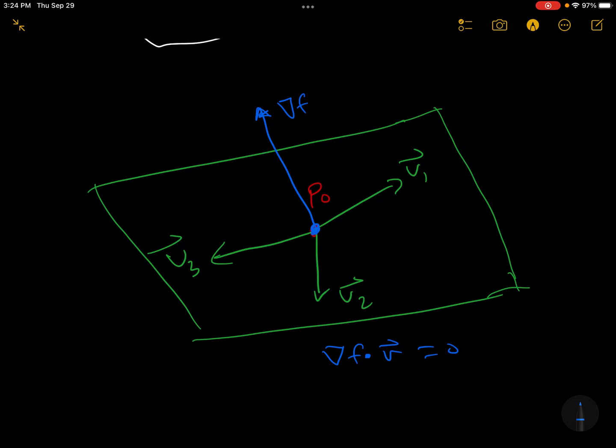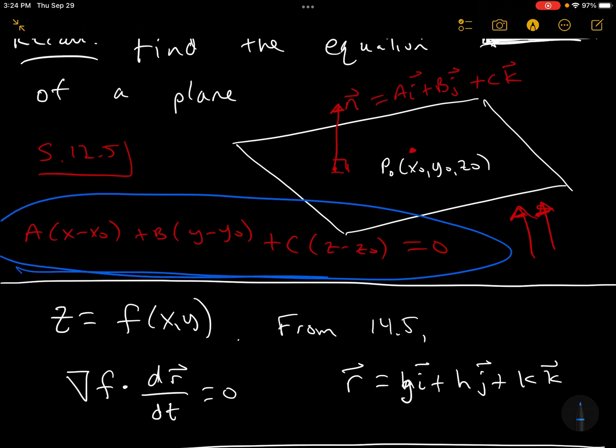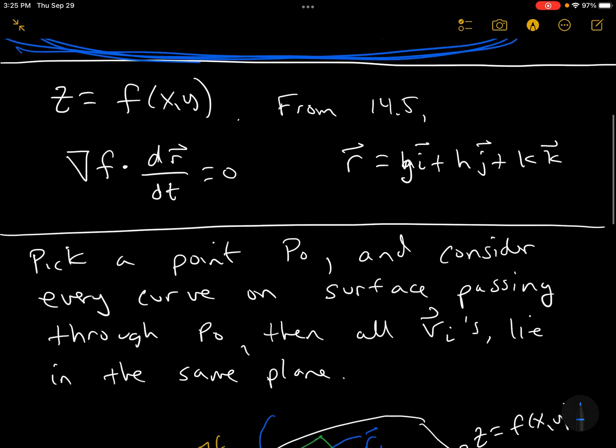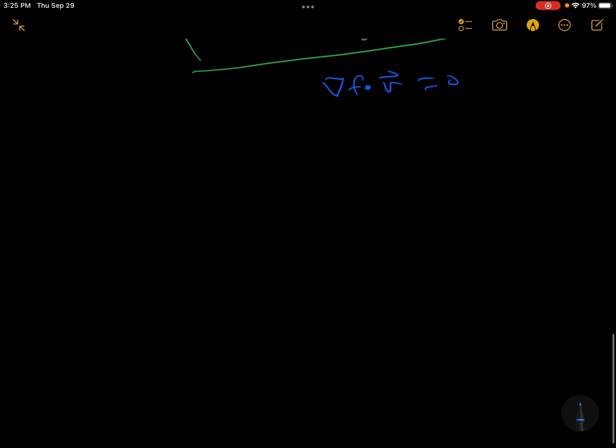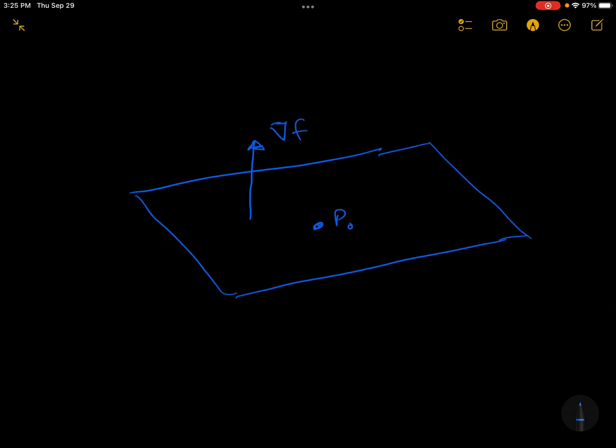I don't know why your book made this so complicated. You just go back to this equation here that we had in 12.5, and we find A, B, and C from del f. Right, so our current picture looks like this. Here's the plane. Here's the point. And my normal vector is just del f. And so what is this? This is f sub x i plus f sub y j plus f sub z k.